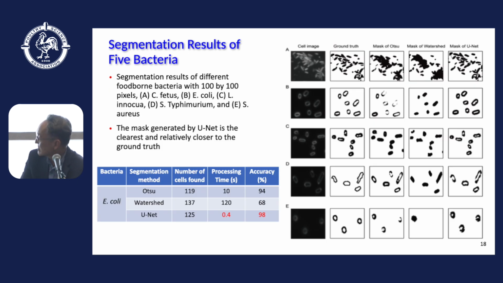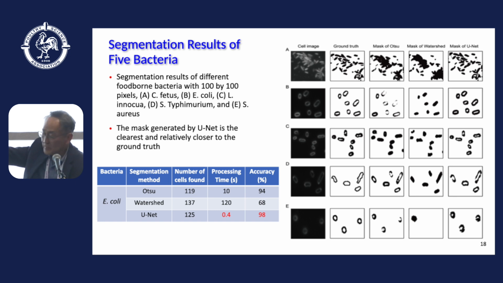This is a result of the segmentation. We tried to look at five bacteria. In this case, the first one, the top one, is Campylobacter, then E. coli, Listeria, Salmonella Typhimurium, and also Staphylococcus at the bottom.